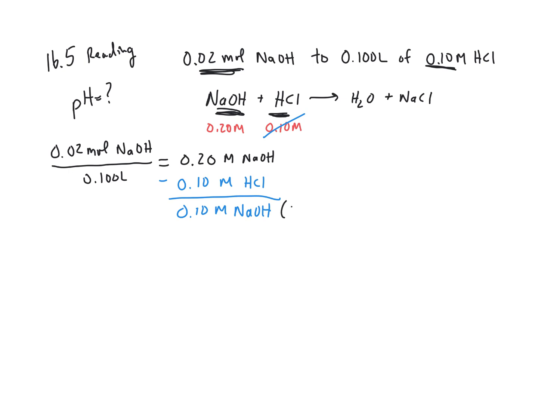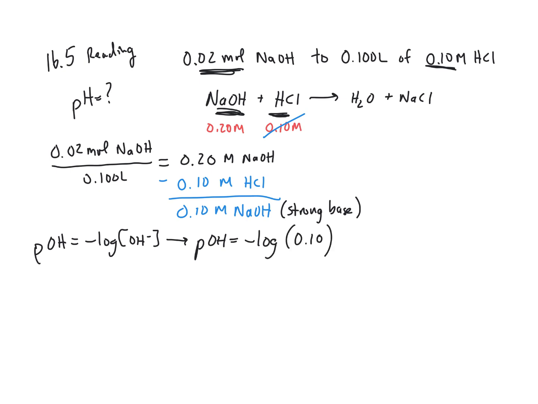Now we can find the pH of this solution because we have a concentration of hydroxide. Hydroxide being a strong base, we can find the pH directly from the concentration of hydroxide. So we'll start with pOH because we have a hydroxide concentration. pOH is the negative log of hydroxide concentration. The pOH of this solution is the negative log of 0.1, because my concentration of sodium hydroxide equals my concentration of hydroxide because it's a strong base. So the pOH of this solution, the negative log of 0.1, is 1.